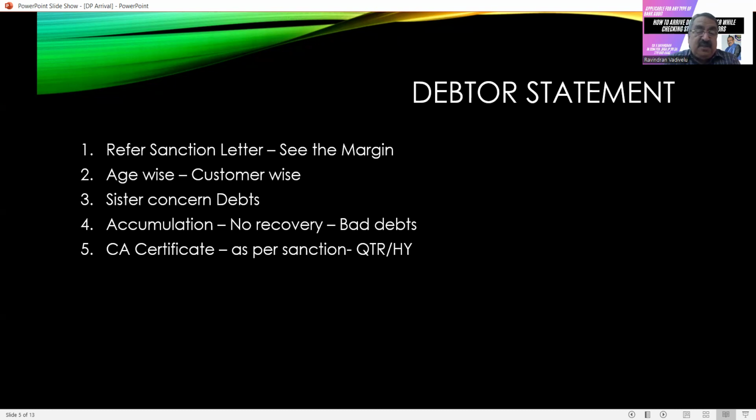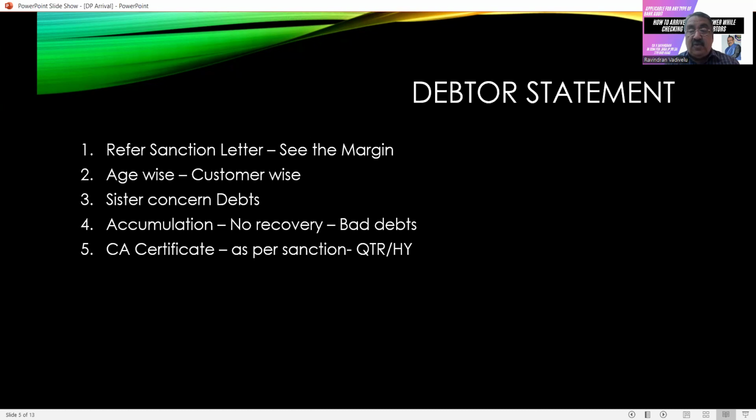This certificate has to be submitted by the borrower to the bank once in a quarter or half yearly, but everything depends on the sanction letter. Non-submission of the CA certificate as per the sanction letter also will attract penal interest. Normally we are not doing this. Most of the auditors are not considering or looking into this point. In case the debtor statements have not been duly signed by the chartered accountant once in a quarter or once in a half yearly, as per the sanction letter, then the bank branches have to levy the penal interest.